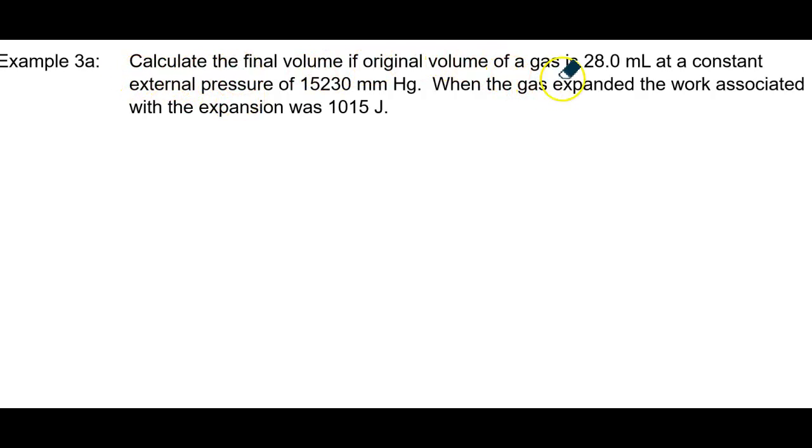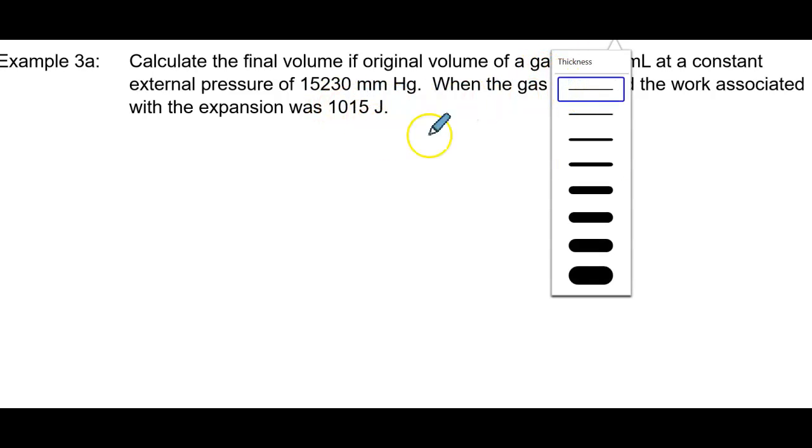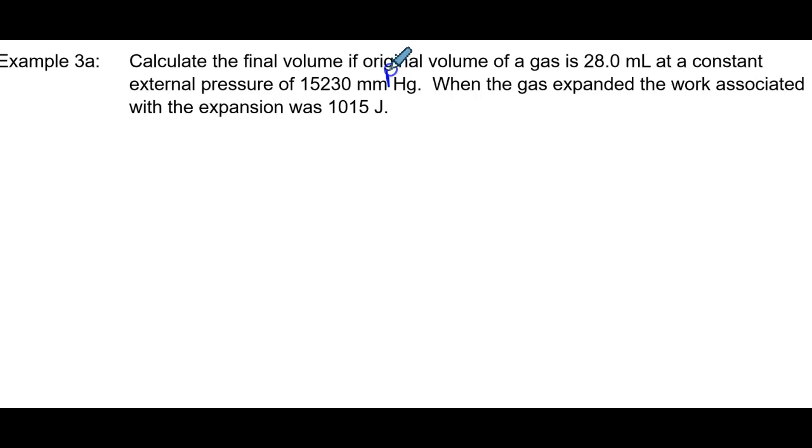Calculate the final volume if the original volume of gas is 28 milliliters at a constant external pressure of 15,230 millimeters of mercury. When the gas expanded, the work associated with the expansion was 1,015 joules. Okay, so let's look at what we have here. Let's label what we have in this problem. We have a pressure, we have an initial volume, and based on the statement, we have work. And it's asking us to find the final volume.